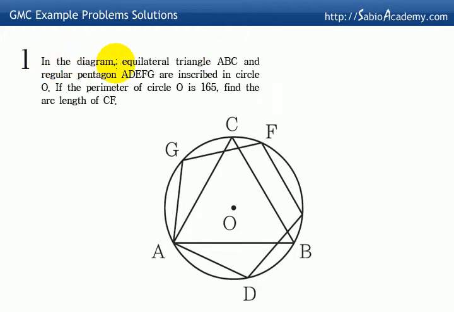In the diagram, equilateral triangle ABC is this one, right? And regular pentagon ADEFG is this one. They are all inscribed inside the circle. Now, this circle's perimeter, what they meant is circumference, is 165.